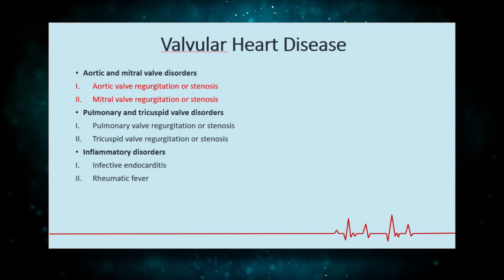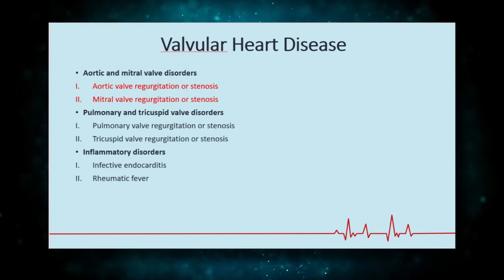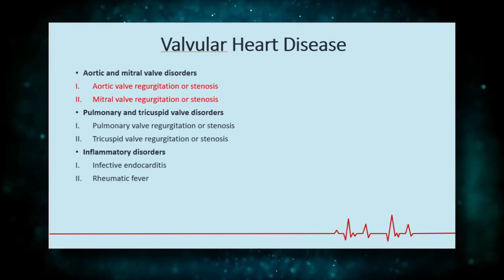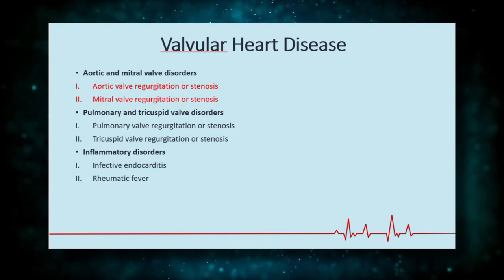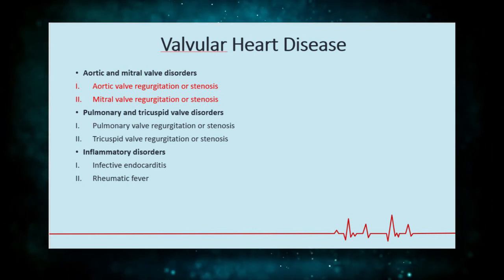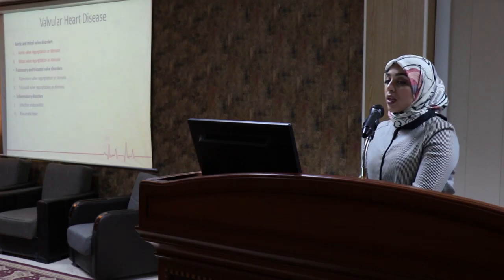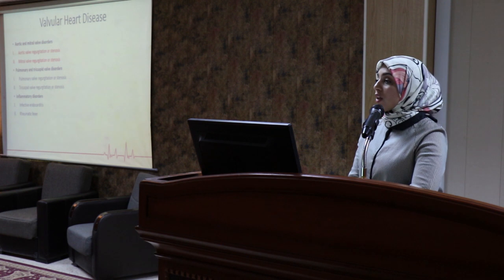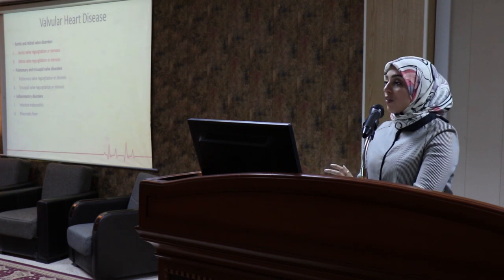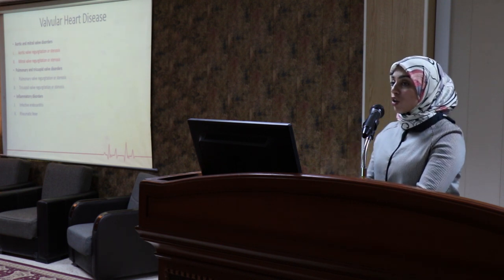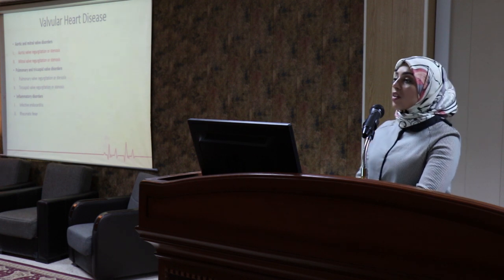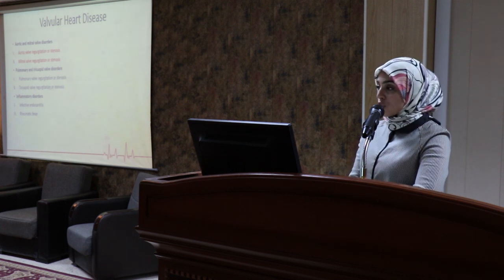The term valvular heart disease covers a large number of disorders that could affect the valves, but the ones that are more common and the ones that we're focused on today include the aortic and mitral valve disorders, or as cardiologists refer to, the left-sided heart valve disorders. They include the aortic valve regurgitation or stenosis and the mitral valve regurgitation or stenosis. As well, next is the pulmonary and tricuspid valve disorders, or the right-sided heart valve disorders. They include the pulmonary valve regurgitation or stenosis and the tricuspid valve regurgitation or stenosis.